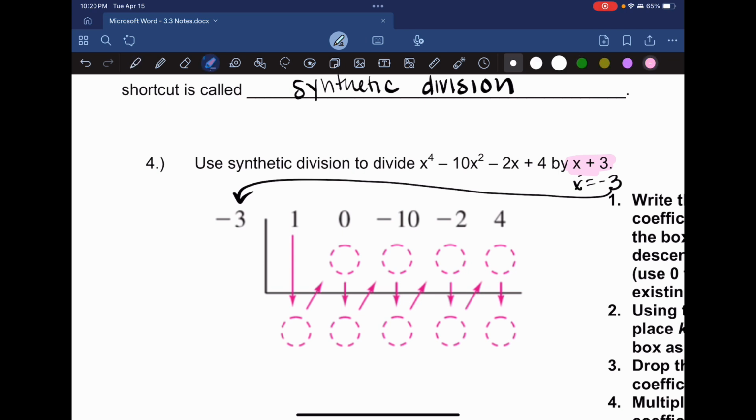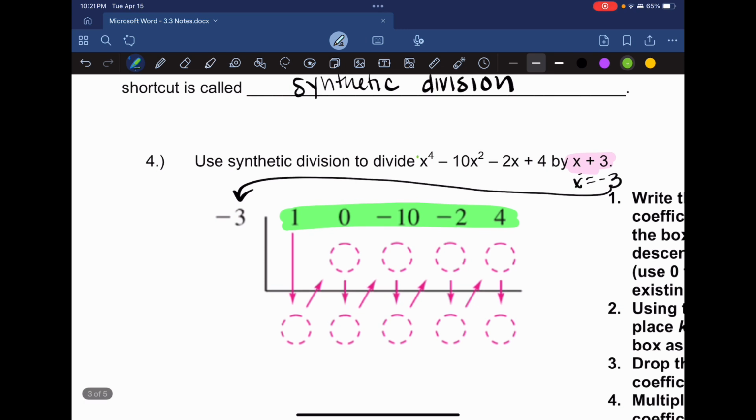Then on the inside of the box is my leading coefficients from the problem. Okay, so I had a 1 right here. Oh, notice I don't have a 3, which means I need a placeholder. That's what's happening here. Then I have a negative 10, negative 2, and a 4. Okay?